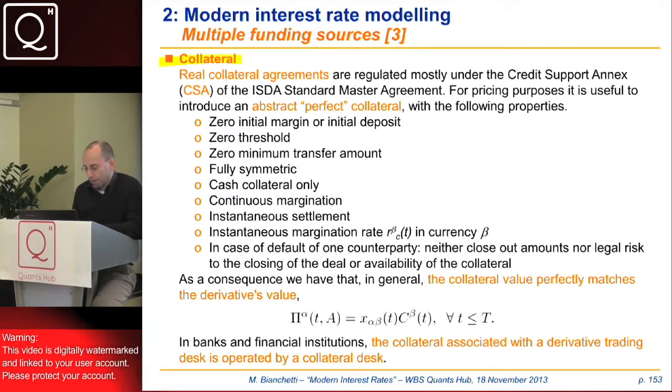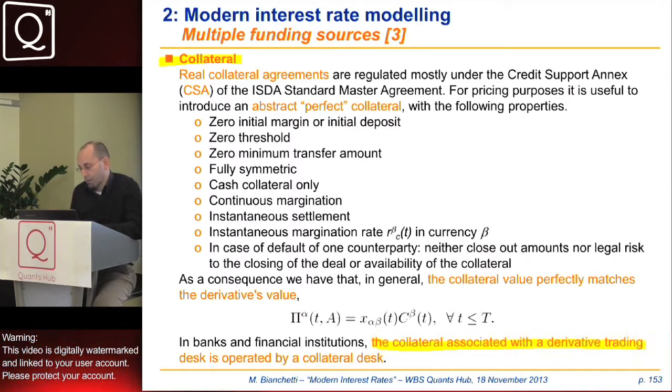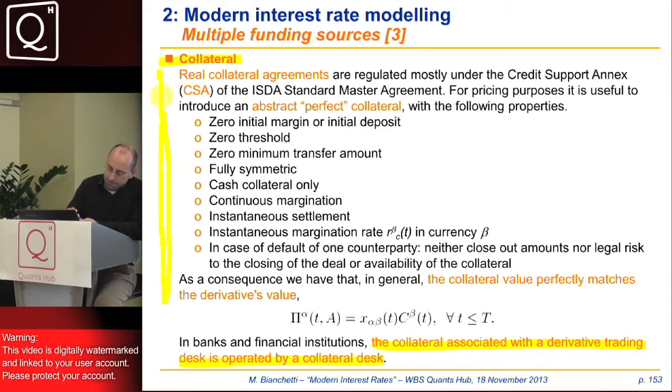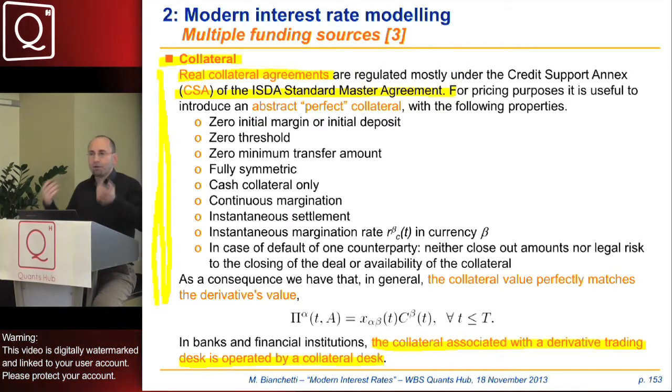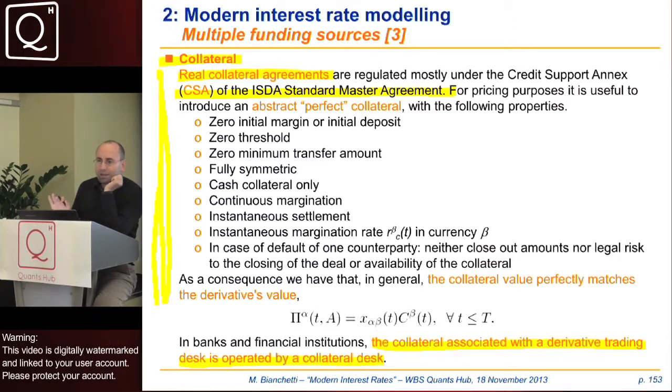Next, we have collateral, and we assume that a trading desk manages collateralization through a collateral desk, which is the normal market activity. Further, in this case, it's useful to define what we think in terms of collateral, because real collateral agreements are regulated by the standard ISDA CSA with a lot of clauses and recommendations and so on that we have discussed a little in the first slot of the presentation. For pricing purposes, we must define a perfect collateral with a lot of properties here.